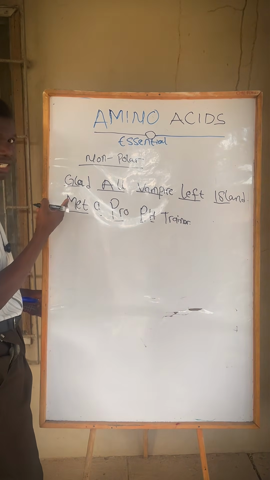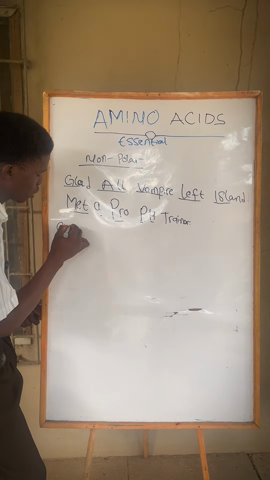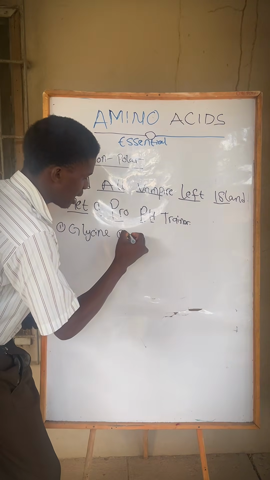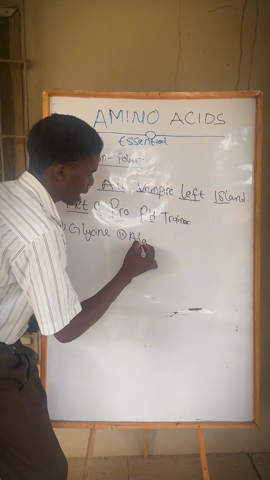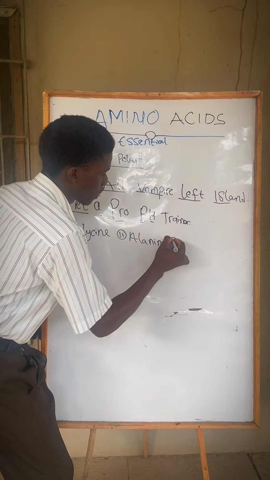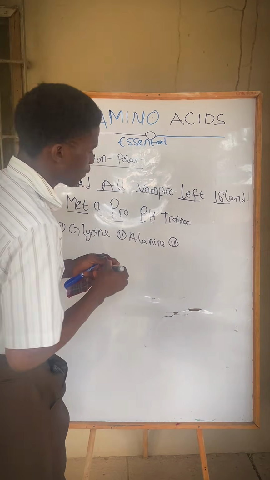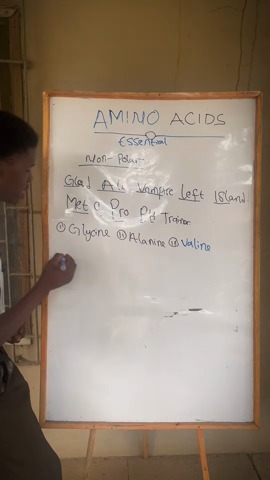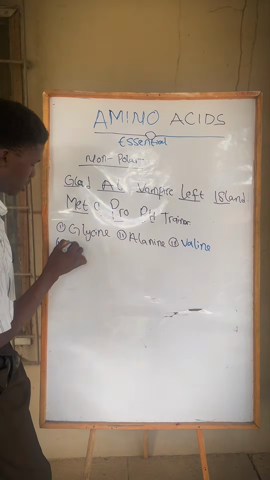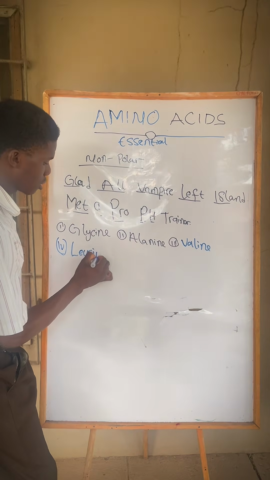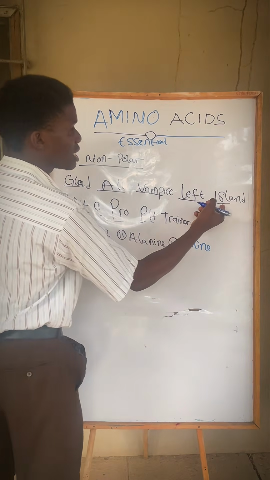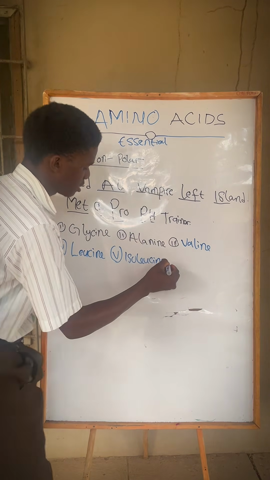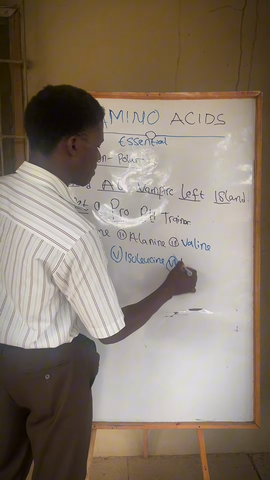So this Glad is for glycine. I'm going to draw the structures. The Al is for alanine. The third one, vampire, is valine. The Le is for leucine. The next one is Is, which is isoleucine. The next one is methionine.